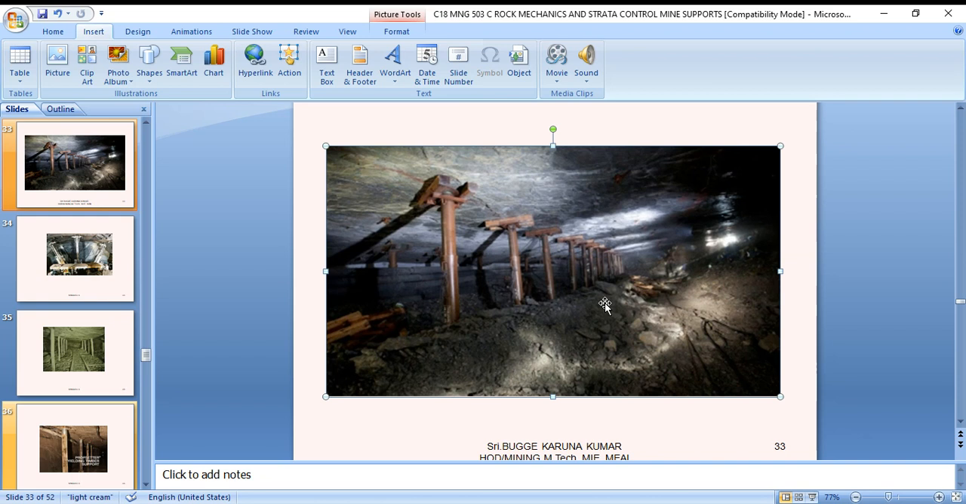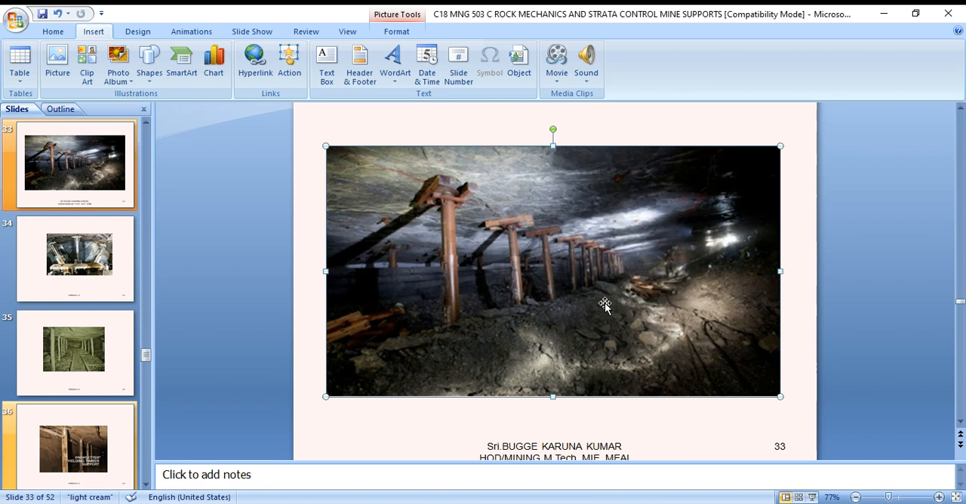Props should be set on a solid floor and not on loose packing or debris except in case of emergency. If the prop has to be set on loose rock, loose coal or sand, a pack should be placed on flat base pieces not less than 5 centimeters thick, wide and long.